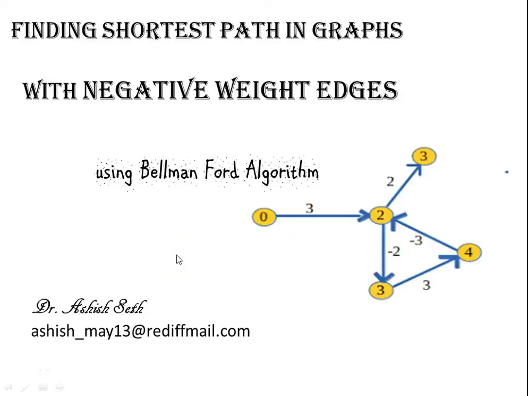Hello friends. So in this video we will learn to find the shortest path in the graph. In the previous video we have seen that Dijkstra is the most popular algorithm to find the shortest path. But the limitation of Dijkstra is that it does not work on graphs which have negative weight edges. So to find the shortest path in this kind of graph, the Bellman-Ford algorithm is most popularly used. We'll see how to use Bellman-Ford to find the shortest path.